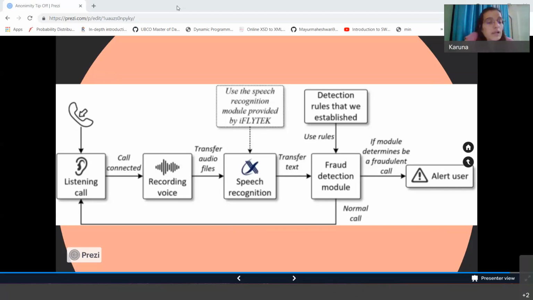Because more or less what we are doing is trying to identify the anomalies, the abnormalities everywhere, and even here we are trying to identify the abnormalities. Based on this, we are ultimately building up a system, and I'm just explaining a part of a system which will help us to identify the genuine tip-offs and the fake tip-offs, which are hoaxes.